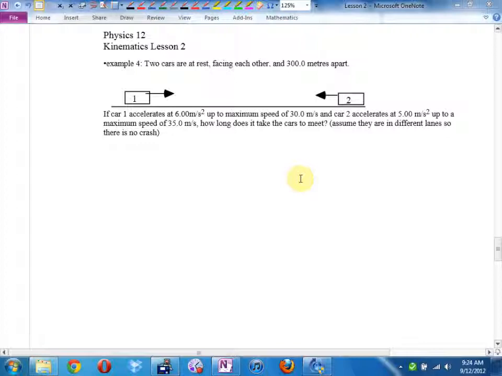Welcome to it. 2 cars are at rest facing each other, 300 meters apart. Car 1 accelerates at 6 meters per second.